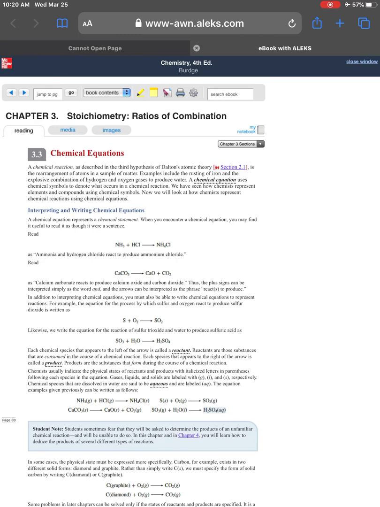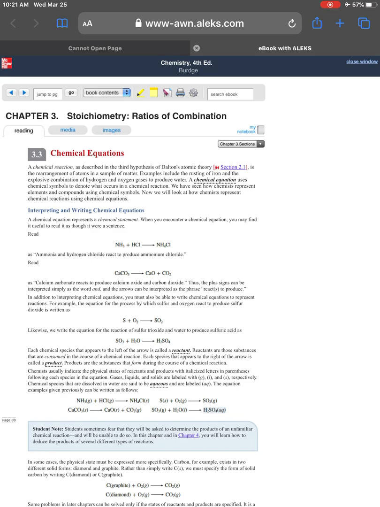We have seen how chemists represent elements and compounds using chemical symbols. Now we will look at how chemists represent chemical reactions using chemical equations. Interpreting and writing chemical equations. A chemical equation represents a chemical statement. When you encounter a chemical equation, you may find it useful to read it as though it were a sentence.